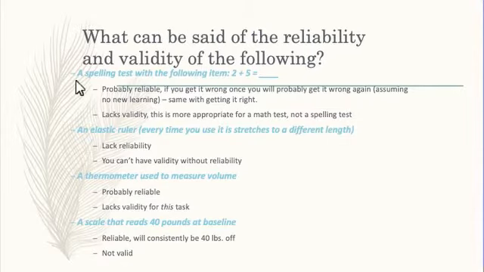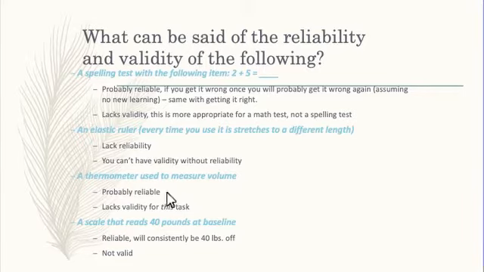What can be said of the reliability and validity of the following? A spelling test with the following item: 2 + 5. Probably reliable. If you get it wrong once, you probably get it wrong again. It lacks validity because it's a math test, not a spelling test. An elastic ruler. Every time you use it, it stretches to a different length. It lacks reliability, and then you can't have validity without reliability.